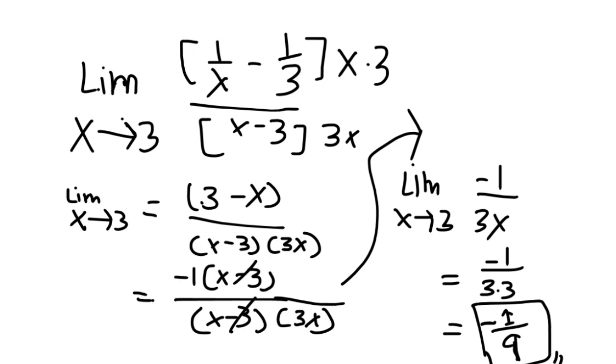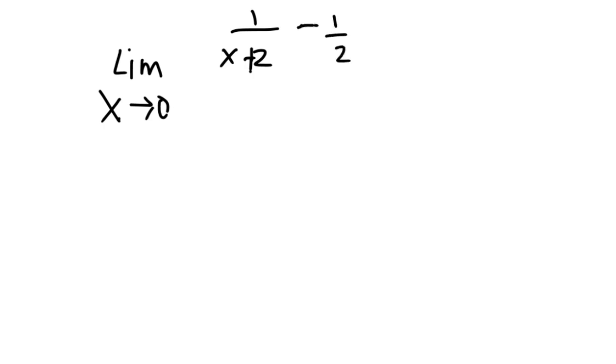Now let's move on to our second problem. Let's delete this. So what if we have the limit as x approaches 0 of the function 1 over x plus 2, minus 1 over 2, all over x? As you can see, we're going to use direct substitution again, because our answer is undefined.